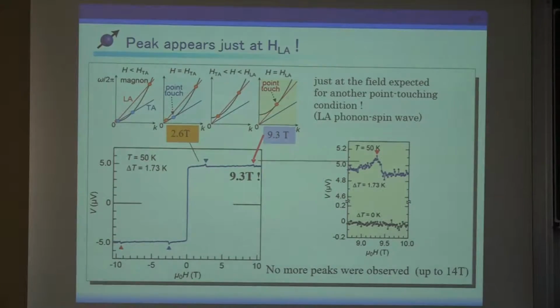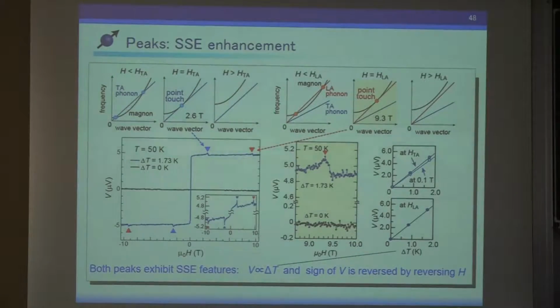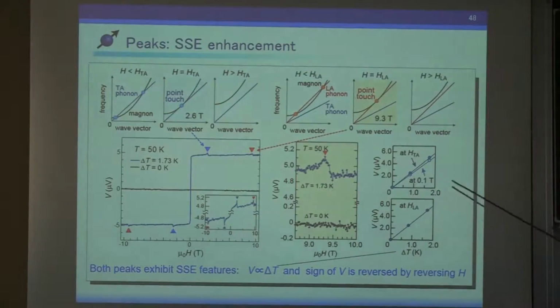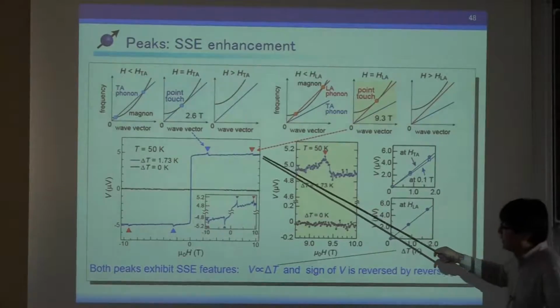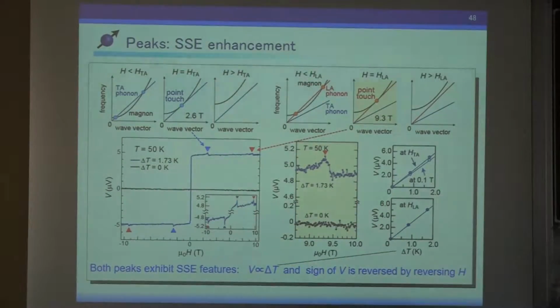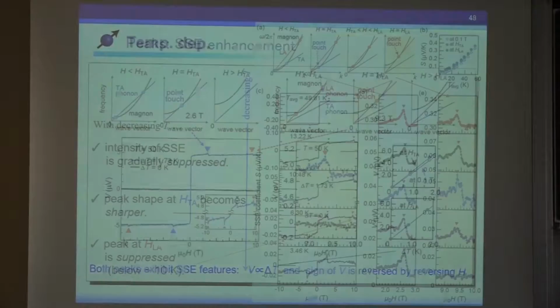And we found that this other peak is also an enhancement of the spin Seebeck effect, because it is proportional to the temperature gradient, and by reversing field polarity, the sign of the peak is also reversed like this. Okay, so let's examine its temperature dependence.